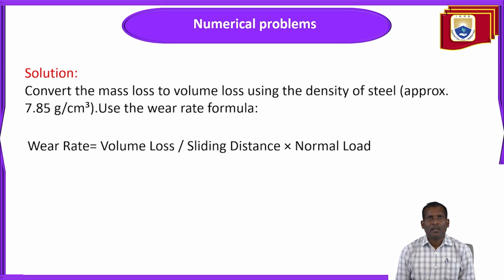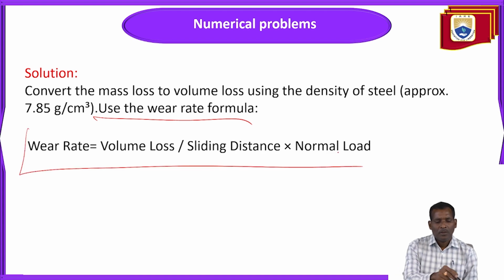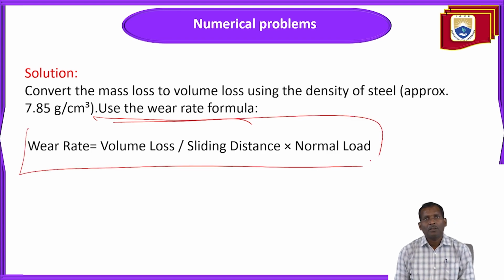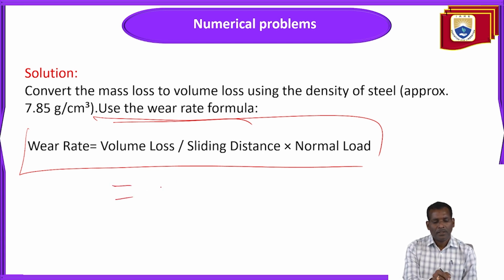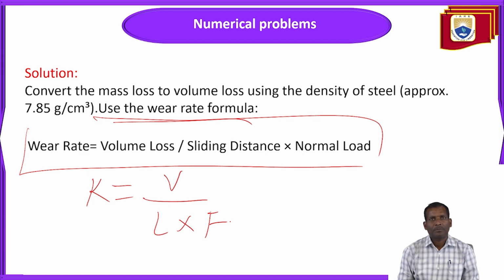So given data, first convert the mass loss to volume loss using the density of steel. Then use the wear rate formula. The wear rate is volume loss upon sliding distance and normal load. The wear rate, that is K, is volume loss V by sliding distance L multiplied with the normal load force.